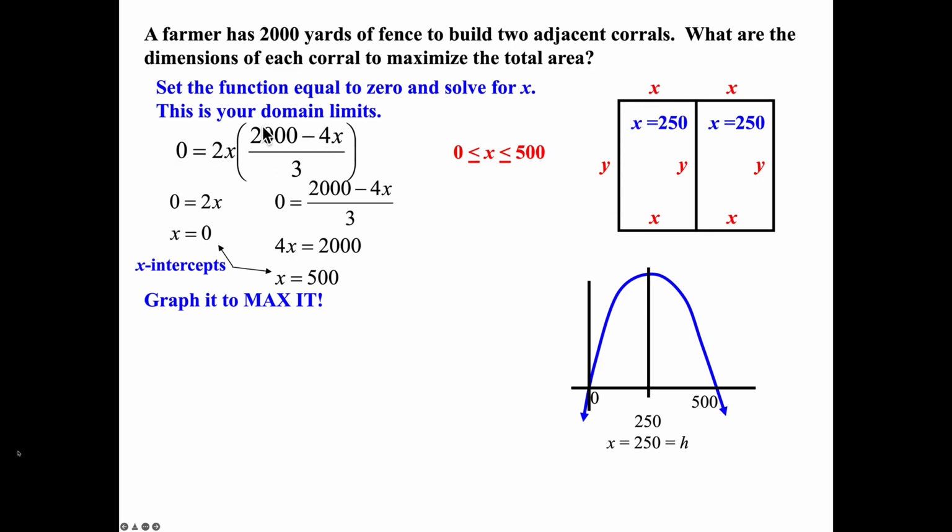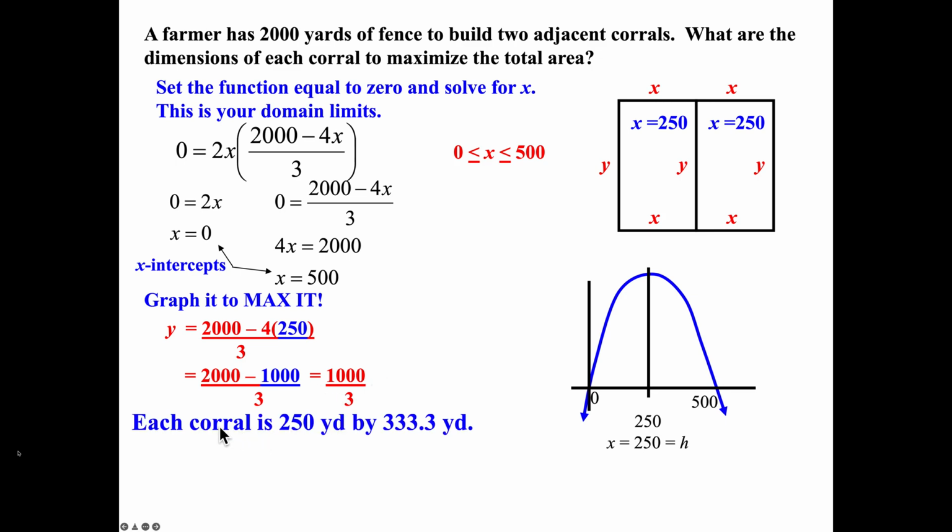Well, remember, inside the parentheses, this is what y equals. So we're going to put 250 in for that x right there. 2,000 minus, let's see, 4 times 250 is 1,000. That's 1,000 over 3. So there's my dimensions. My corrals are each 250 yards by 333.3, or 333 and 1/3 yards. And that takes care of our video for section 4.4.